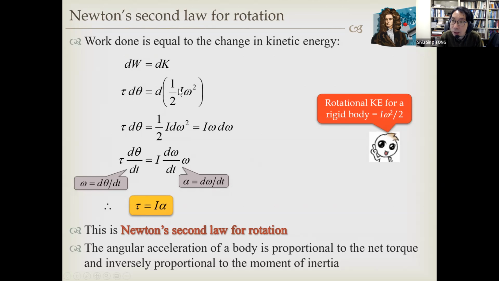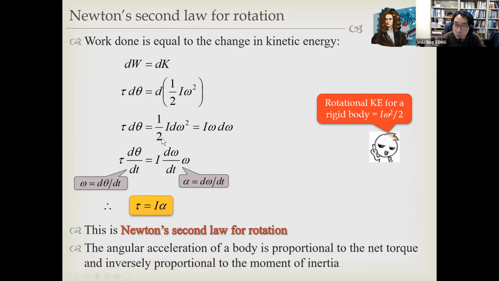So let's see if we apply the work energy theorem, what will follow. Now we differentiate this half I omega squared, and that amounts to differentiating the omega squared. Differentiating the omega squared will be 2 omega d omega, right?